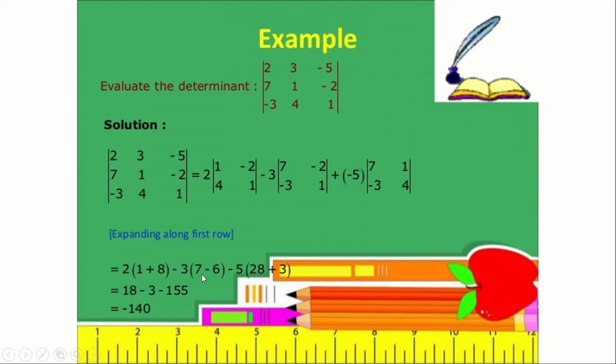Here minus 3 as it is. Here 7 ones are 7, minus 3 twos are here, minus gets canceled, so 3 twos are 6. Next is minus 5 as it is. 7 fours are 28, minus here we have to subtract it, so minus into minus will become plus. So the answer will be minus 140. So this is the easiest problem to find the determinant by using a 3 into 3 matrix or 2 into 2 matrix.